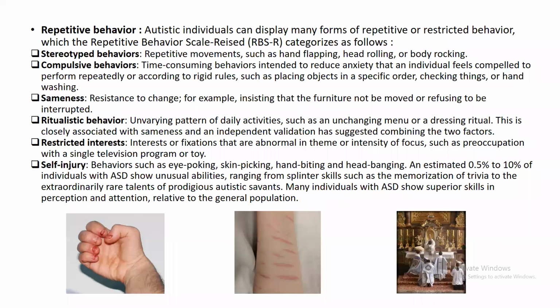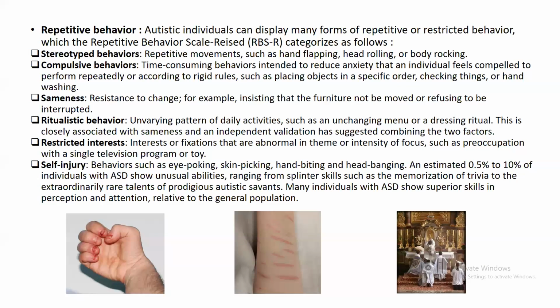Autistic individuals can display many forms of repetitive or restricted behavior, which the Repetitive Behavior Scale-Revised, briefly called RBS-R, categorizes as follows. Stereotypy behaviors are one of the most important repetitive movements, such as hand flapping, head rolling, or body rocking. Compulsive behaviors are time-consuming behaviors intended to reduce anxiety that an individual feels compelled to perform repeatedly or according to rigid rules, such as placing objects in a specific order, checking things, or hand washing.